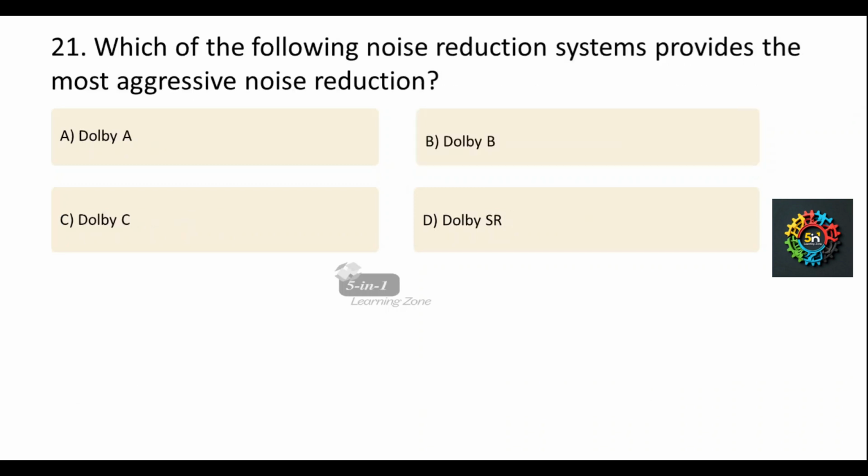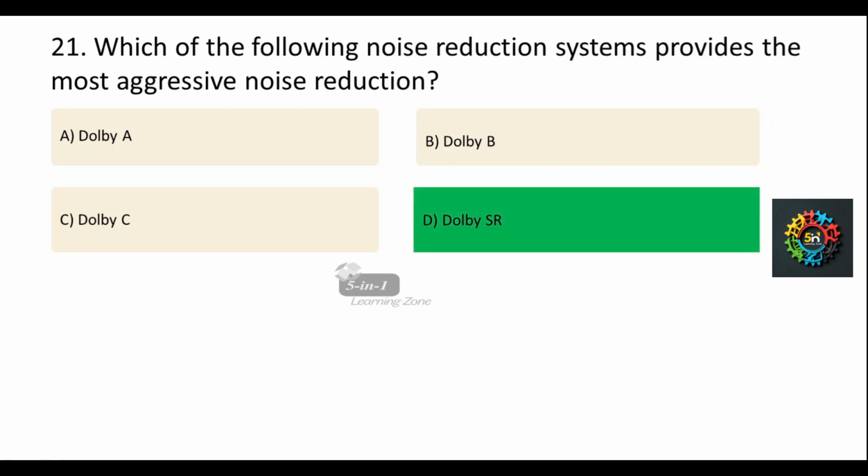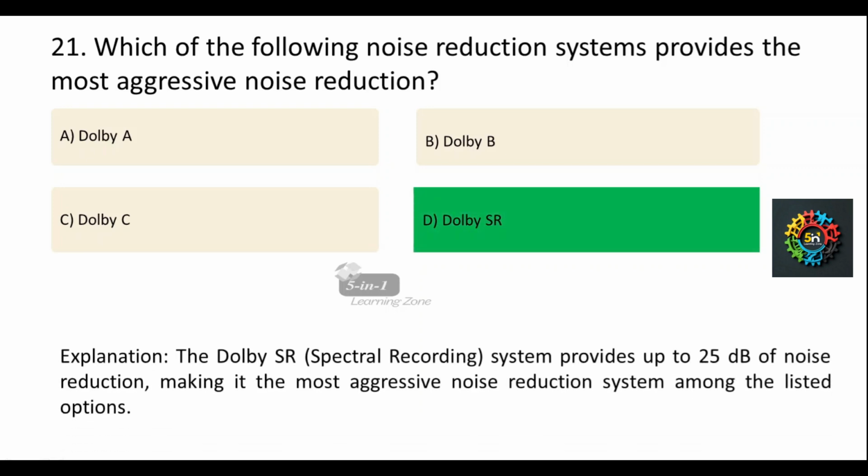21. Which of the following noise reduction systems provides the most aggressive noise reduction? Answer: D. Dolby SR. Explanation: the Dolby SR spectral recording system provides up to 25 decibels of noise reduction, making it the most aggressive noise reduction system among the listed options.